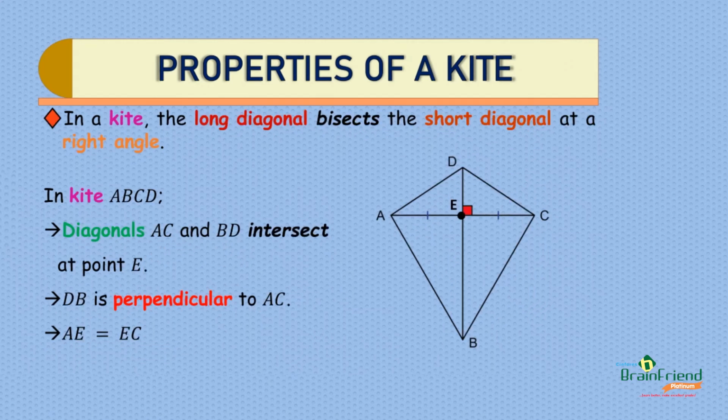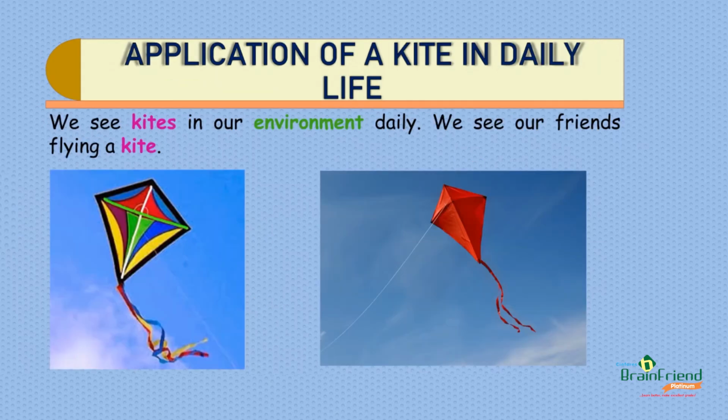The last property of a kite for this class is that the long diagonal bisects the short diagonal at a right angle. Now in this diagram, we can see that the long diagonal DB bisects the short diagonal AC at point E. Line DB is perpendicular to line AC. And since the line DB bisects line AC, this means that AE is equal to EC.